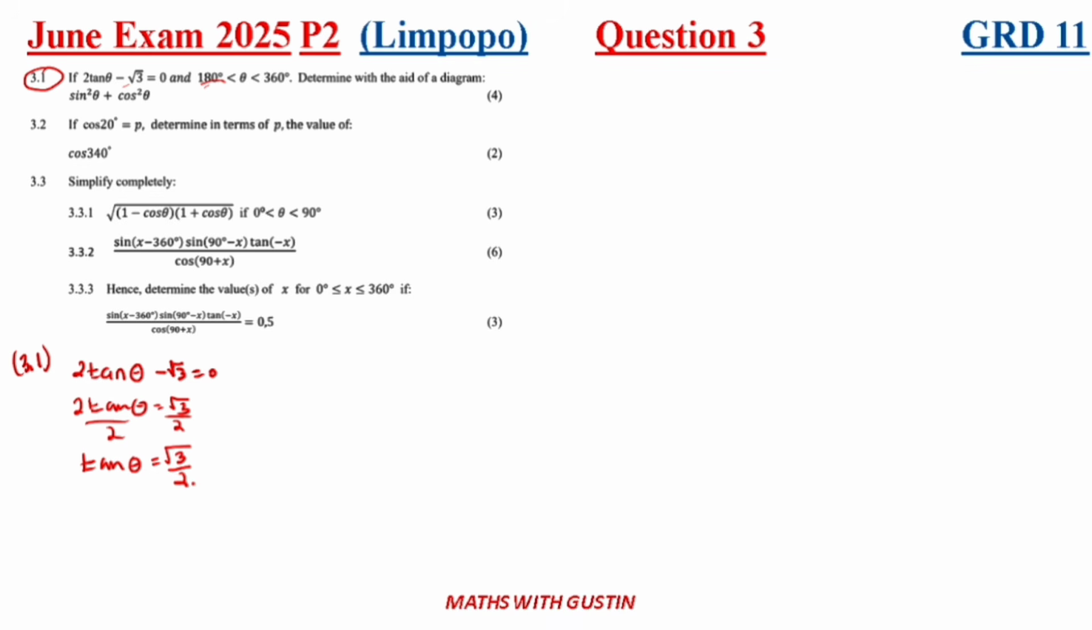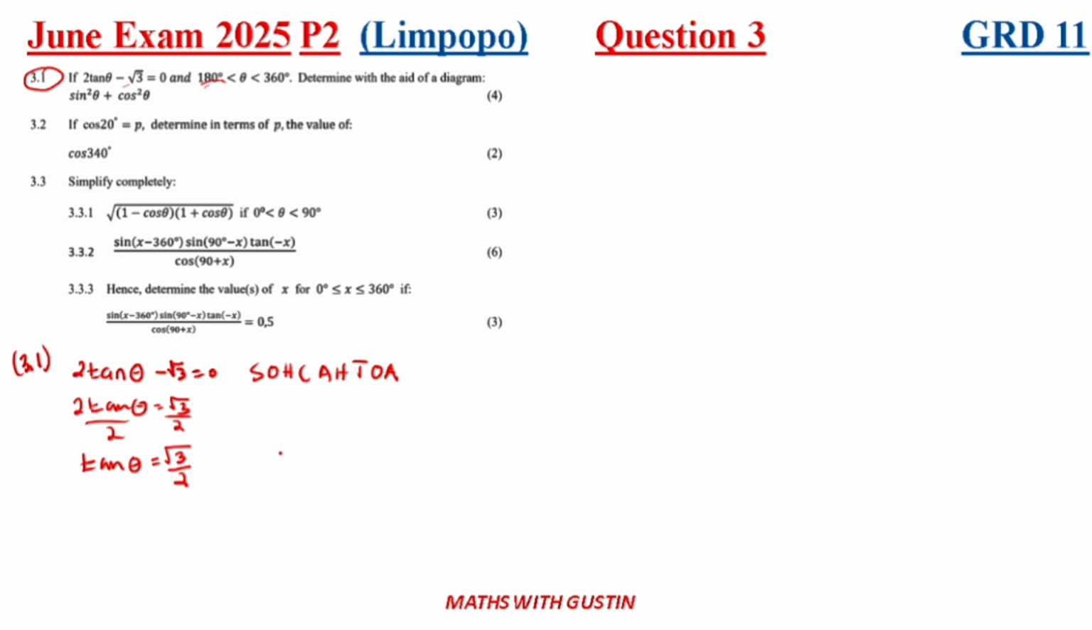And then we know, guys, from SOHCAHTOA, it says that sine is opposite over hypotenuse, cos is adjacent over hypotenuse, and then tan is opposite over adjacent.